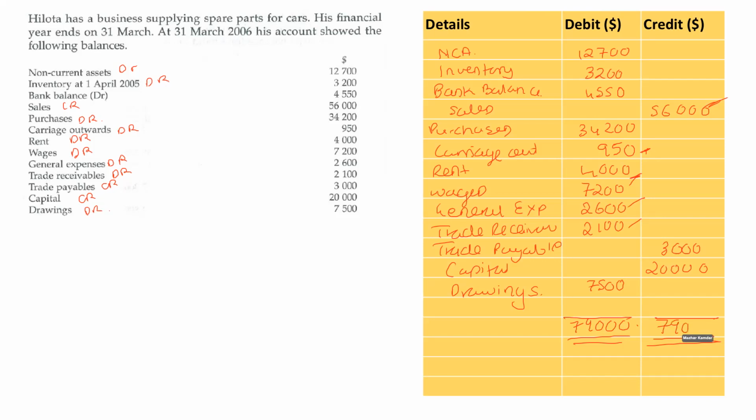79,000. If the total of the debit and the total of the credit is the same, that means my trial balance is correct. I could say it is arithmetically accurate. However, it is not guaranteed that there are no errors. With some certainty, I can say that there are no errors. However, you cannot be 100% sure that your trial balance is error-free.